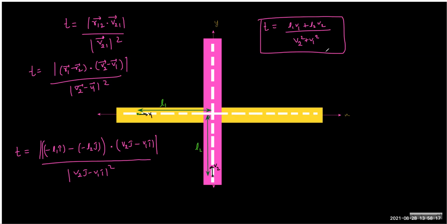Is this your answer? Sir, I didn't do the mod, that's why I got minus. No, no. Even if you don't do the mod, it will be plus because minus L1 I cap dot minus V1 I cap will become L1 V1 only, right? So it is not because of mod that I'm getting plus. It is plus.